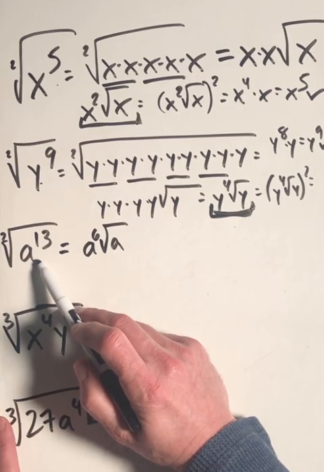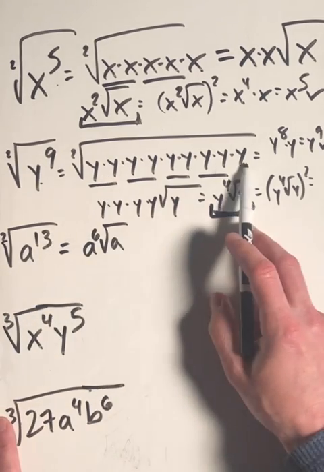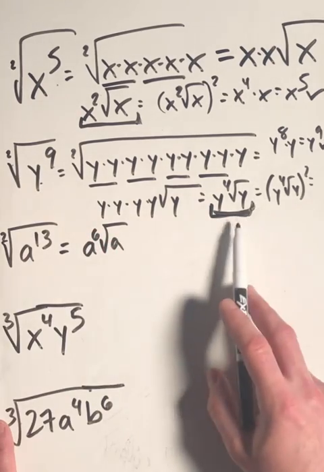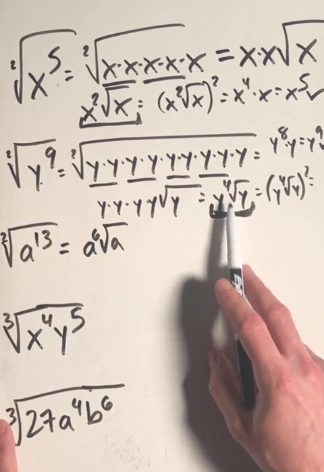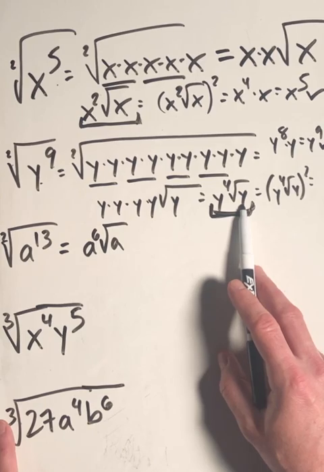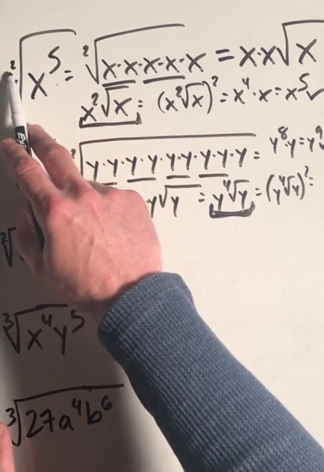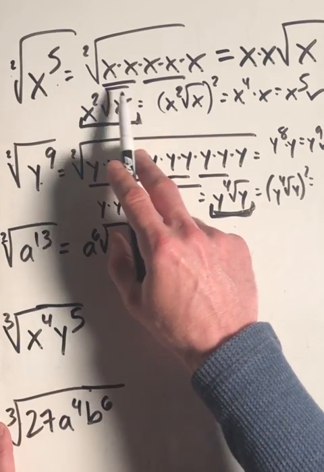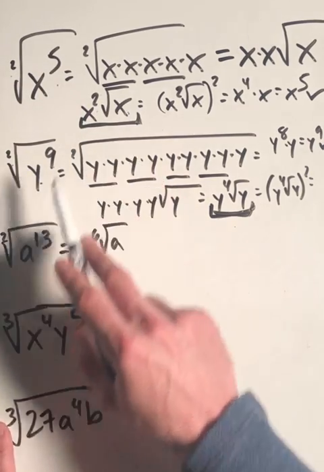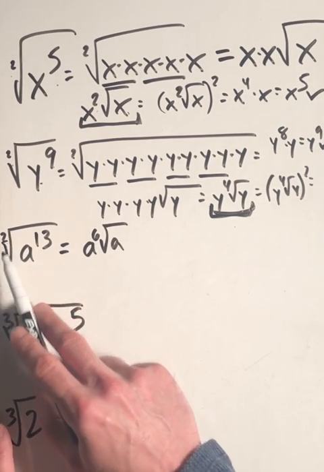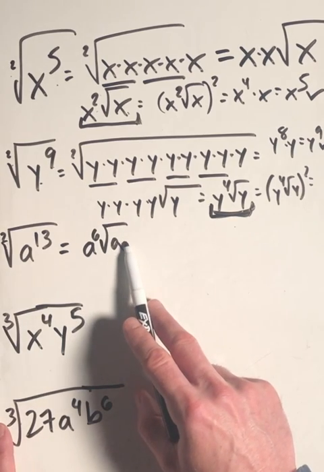All right, there were 13 factors of a here, just like there were 9 here. I was looking for groups of 2, so I'm really taking 9 divided by 2, which is 4. And then there's 1 remainder underneath. Up here, I had 5, and the index was 2, so I'm taking 5 divided by 2, which is 2, with a remainder of 1 underneath. So now here, when it's 13, I'm going to take 13 divided by 2, which is 6, with a remainder of 1.